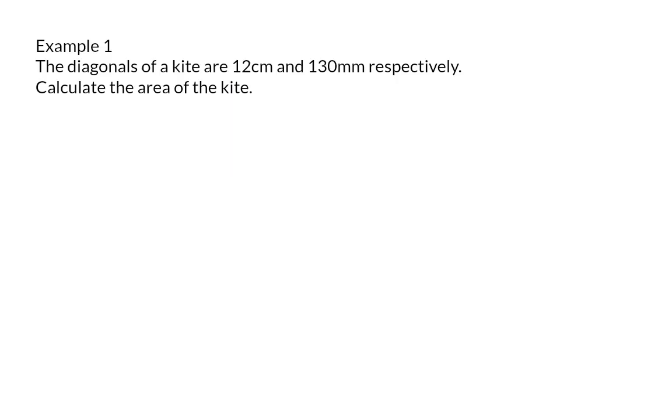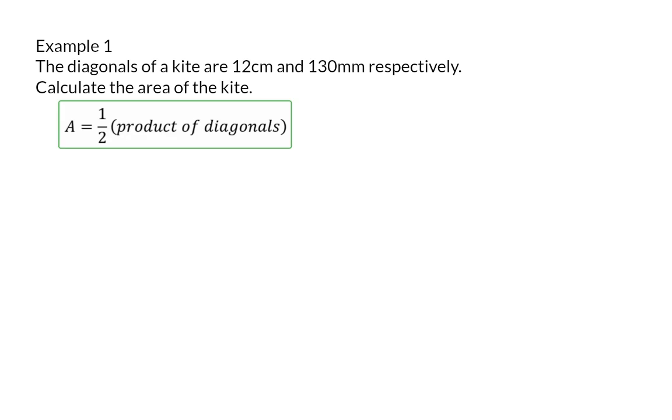Example 1. The diagonals of a kite are 12 centimeters and 130 millimeters respectively. Calculate the area of the kite. The formula for the area of a kite is a half multiplied with the product of the diagonals. Here you need to realize that the two lengths are given in different units, so you first need to convert one of them. I'm going to choose to use centimeters.